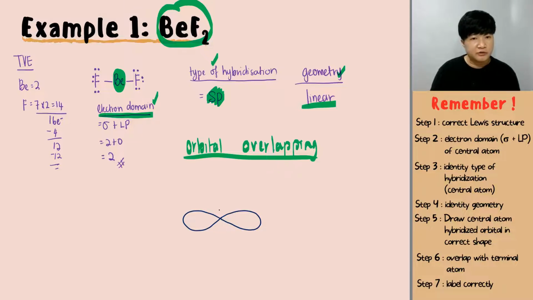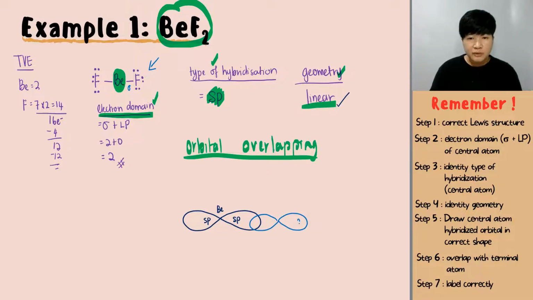Before you proceed, make sure you label it. That is for my Be, that is my sp hybridized orbital. So first thing that you do, draw the central atom hybridized orbital in the correct geometry. Next, looking at your Lewis structure, you know that your terminal atom is fluorine, and the valence electron of fluorine is located in the 2p orbital. So we are going to draw a 2p orbital and overlap it with the sp hybridized orbital to form this sigma bond.